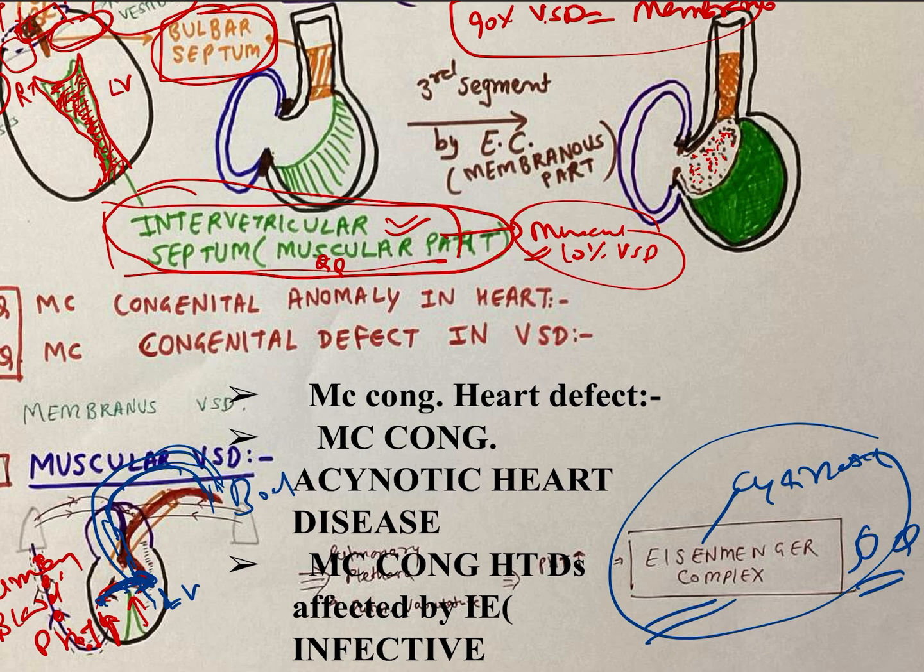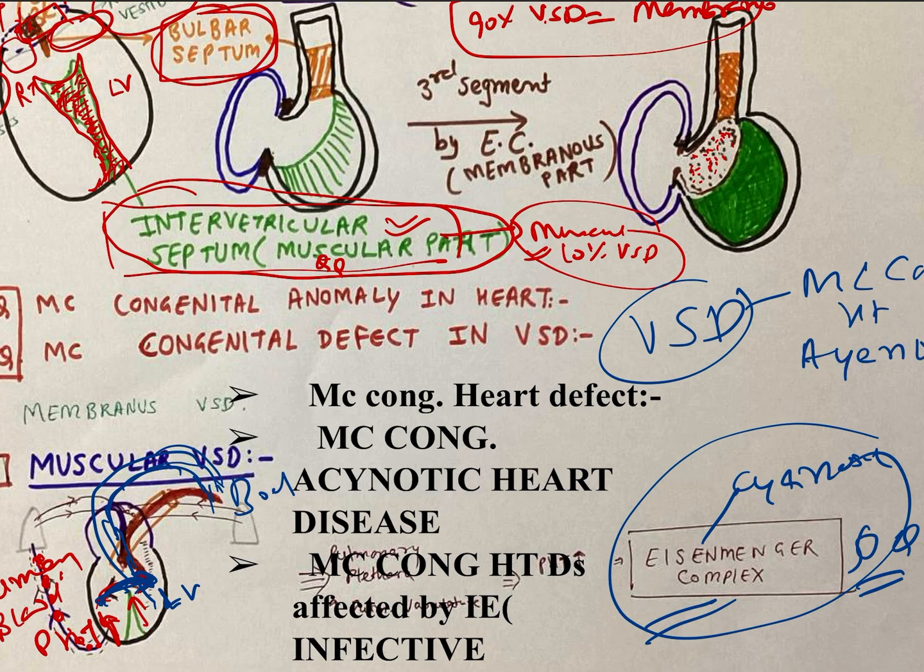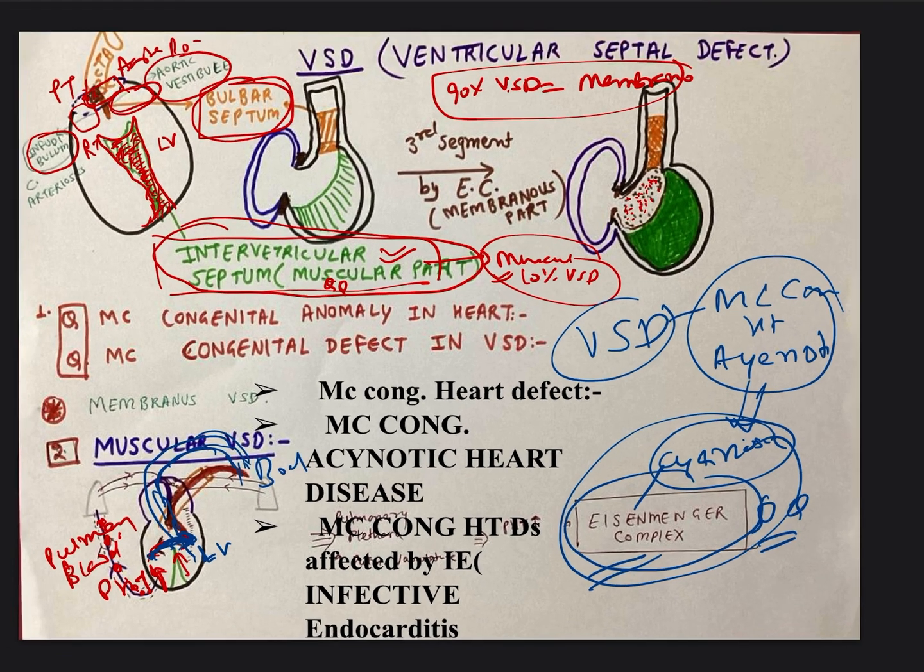Okay, I am repeating, VSD is the most common congenital heart disease which is mainly acyanotic, but when pulmonary hypertension develops, it forms Eisenmenger complex and may result in cyanosis.